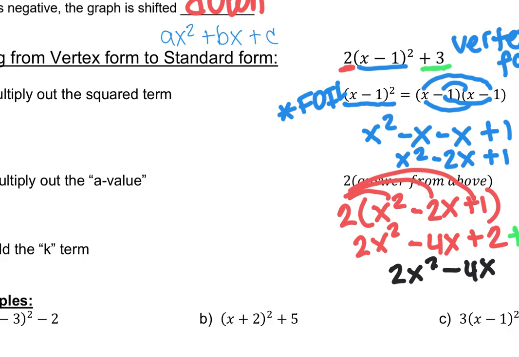Then this 2 plus 3 is 5. So here is our final answer here. The 3, we went up here to our k, and we brought that k down here.